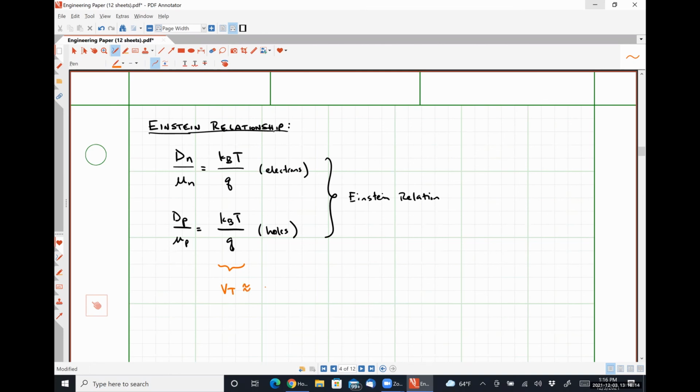It is approximately equal to 26 millivolts at T equal to 300K. I think it's 25.94 or something like that. 26 is good enough for me. So this thermal voltage effectively represents the potential energy of an electron at a temperature of 300 degrees Kelvin. That's how much wiggle room it has.